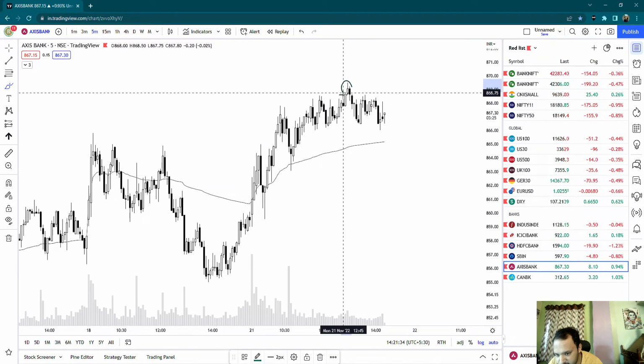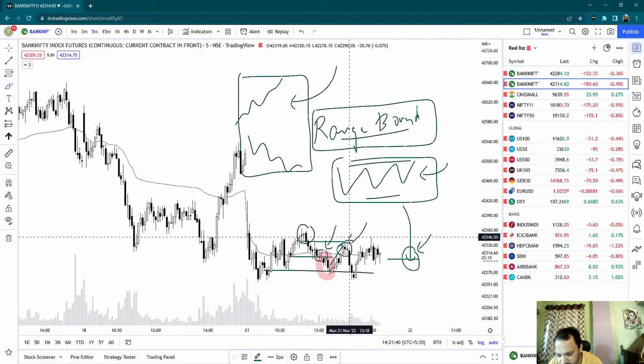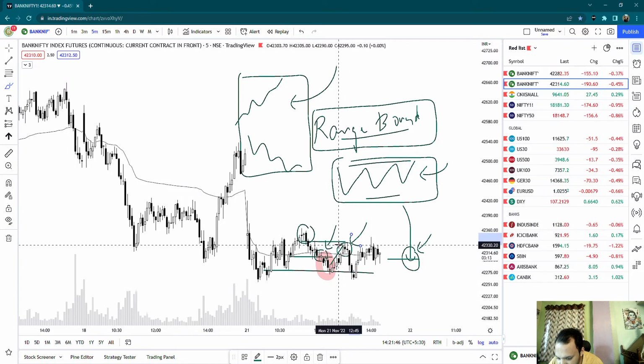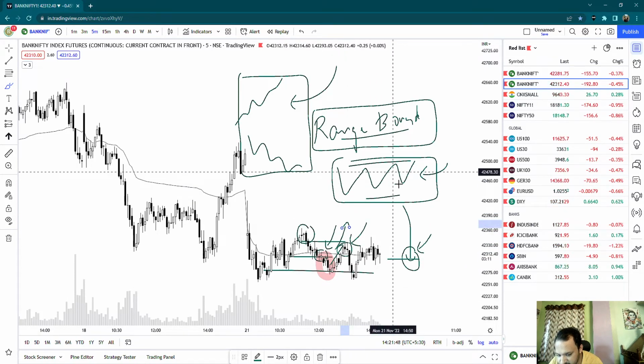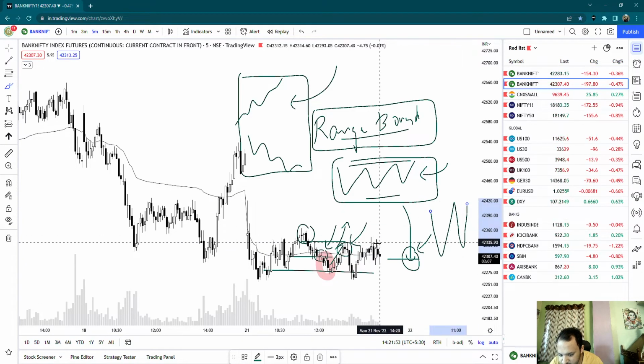Axis Bank is trying to break out at 1 p.m. I think it's already up, so it's way here. It's already very far from the VWAP and the demand. So this makes this a very bad place for longs. This is why these moves are not sustaining, because the underlying stocks are moving up and down like this.